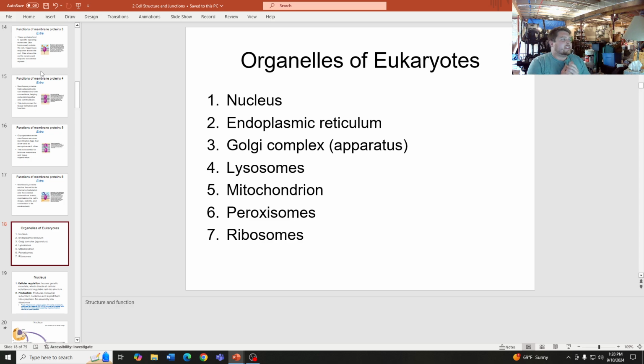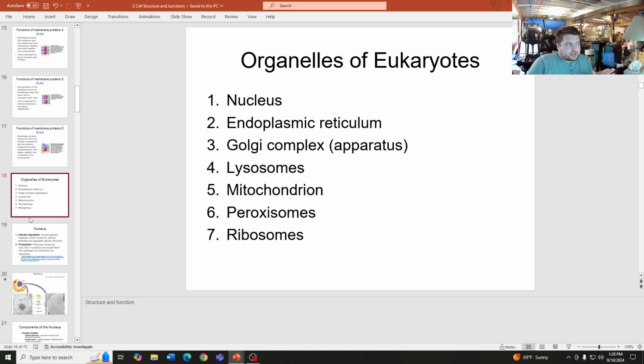Okay, this is now the pause point. We're moving on to the second portion of this lecture, which is the organelles of eukaryotes. Organelles is just a fancy way of saying little organs. So think about our body as a whole. We have our major organs, our heart, our lungs, our kidneys, our intestines, all that kind of stuff, each playing a specific role in our survival.